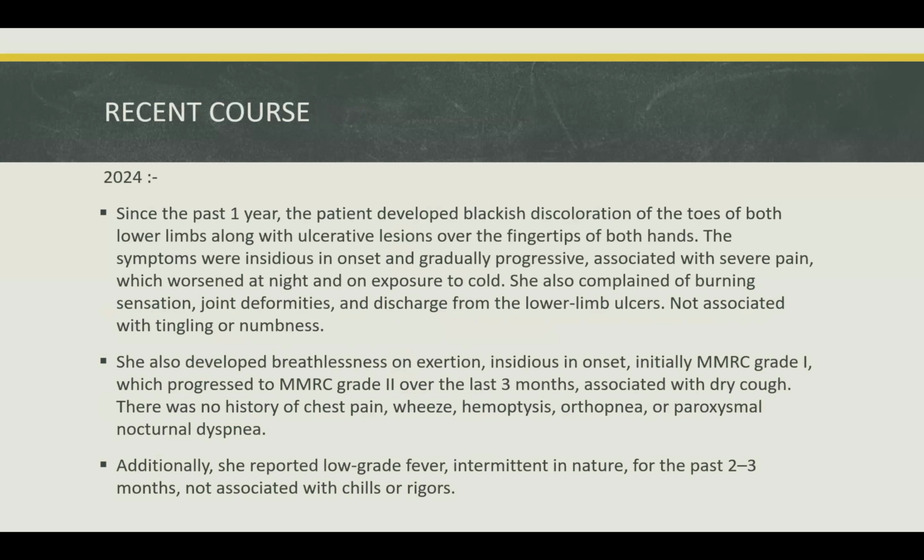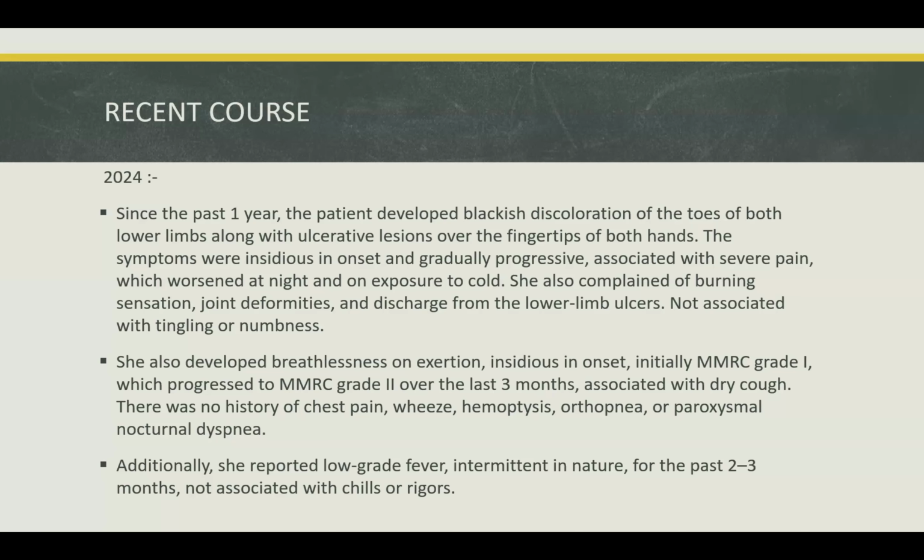Now, since 2024, for the past 1 year, the patient developed blackish discoloration of the toes of both lower limbs, along with ulcerative lesions over the fingertips of both hands. The symptoms were insidious in onset, gradually progressive, associated with severe pain, which worsened at night and on exposure to cold. She also complains of burning sensations, joint deformities, and discharge from the lower limb ulcers, not associated with any tingling or numbness.